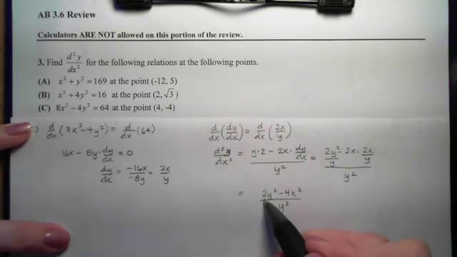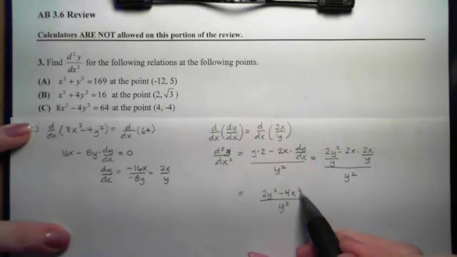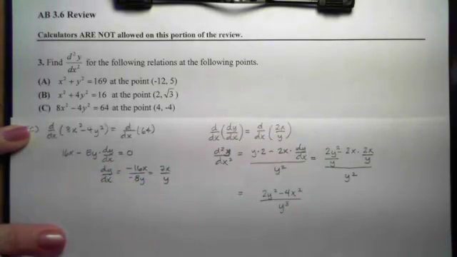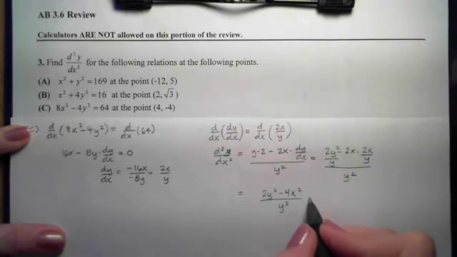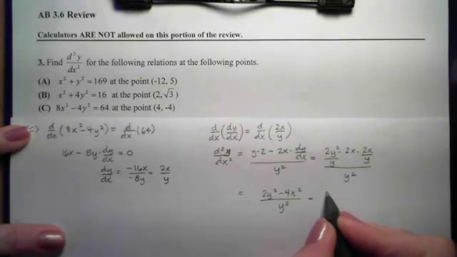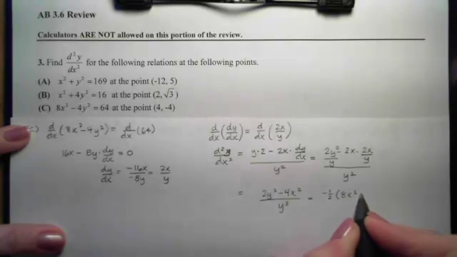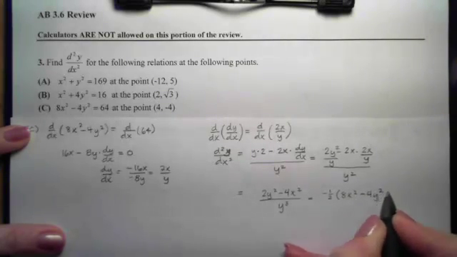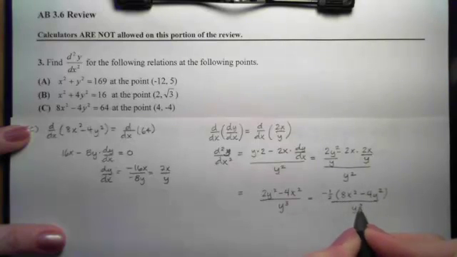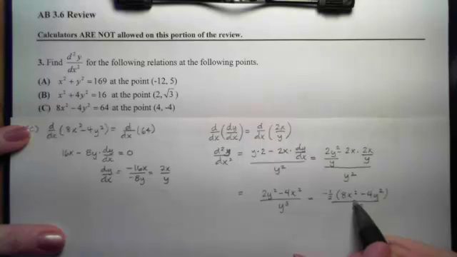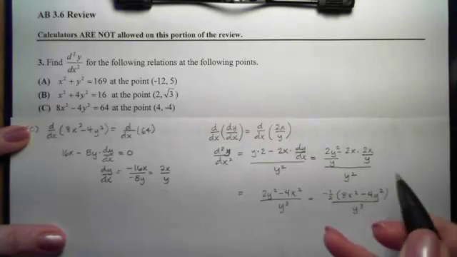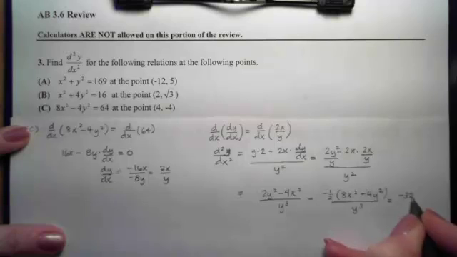Now let's look carefully at what we have here. This 2y squared minus 4x squared is actually 1/4 of this one up here. So I'm going to factor out a half and a negative, and we can see that we would get an 8x squared minus a 4y squared, which in turn is that 64. So negative 1/2 of the 64 gives me a negative 32 over y cubed.